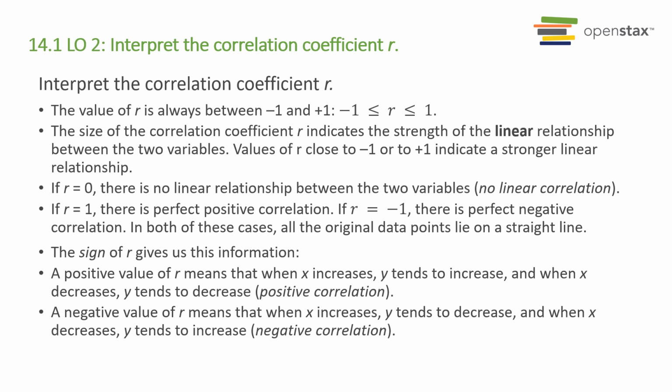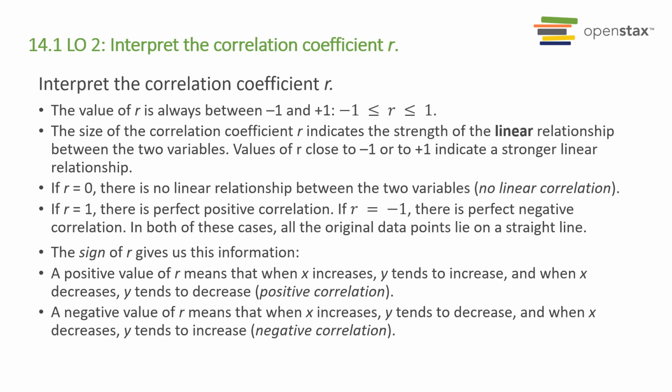r is between -1 and +1 always. The size of the correlation r indicates the strength of the linear relationship between two variables. In other words, the closer you are to the absolute value of 1, that indicates a stronger relationship. If r is 0, there's no linear relationship or linear correlation. If r equals 1, that is perfect positive correlation. -1 means perfect negative correlation. In both of the perfect cases, all the original data points lie on a straight line.